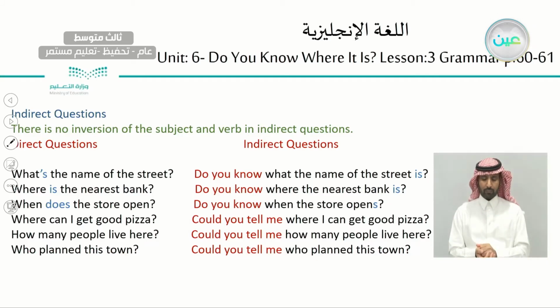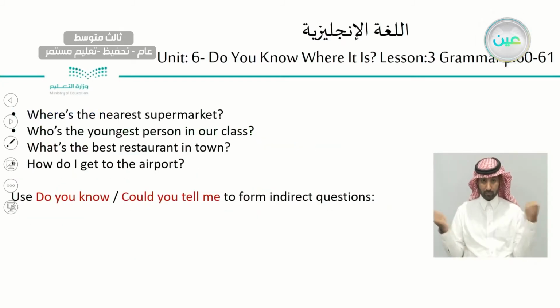This is the difference between direct questions and indirect questions. We start the indirect questions with do you know or could you tell me please. Then we move the helping verb to the end of the sentence, and here we can switch. If we have can, we put the subject before the verb. For more exercise, look at these statements. Where is the nearest supermarket? Who is the youngest person in our class? What is the best restaurant in town? How do I get to the airport?